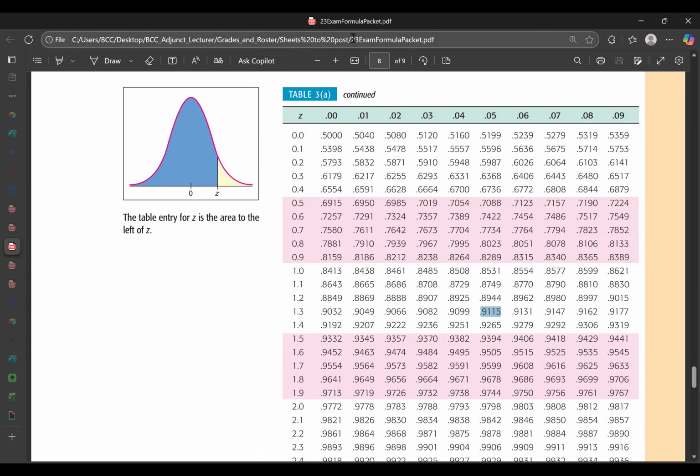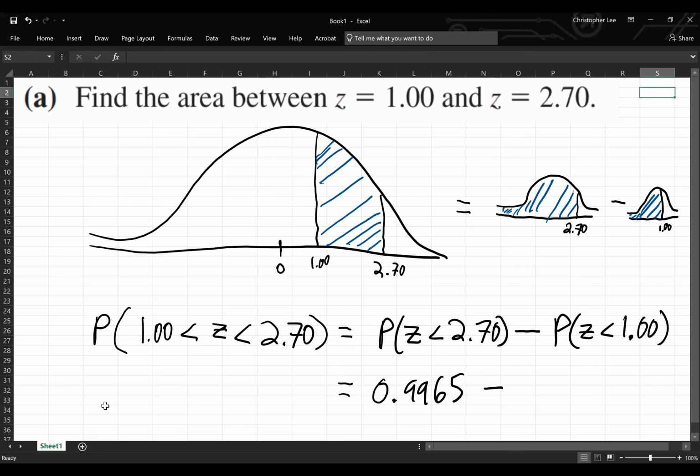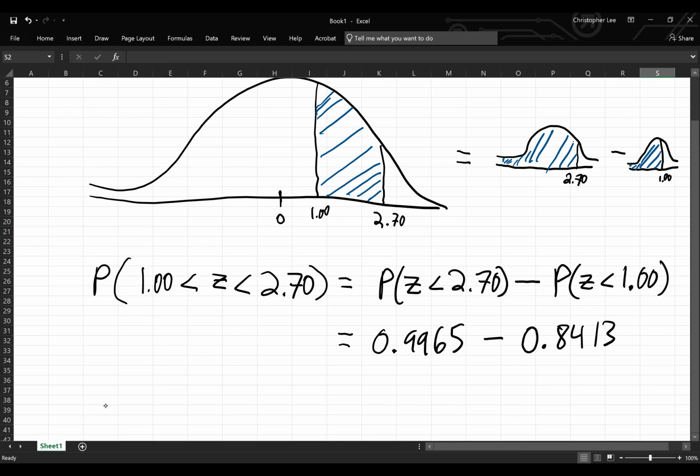So this was the 0.8413 you said, right? After that, just a little bit of calculator subtraction, and that's it. 0.9965 minus 0.8413. So this is 0.1552, and that's it.